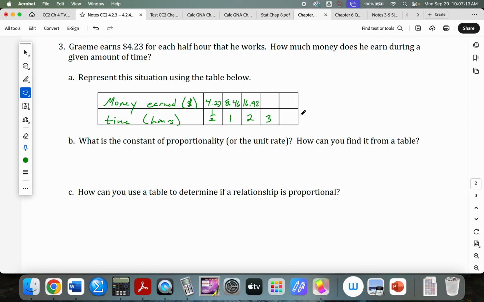If he was to work 3 hours, there's a couple of ways we could find that. What's one way we could find the 3 hours? Yes, Quentin? 16.92 plus 8.46. Yeah, we could just add the 1 and the 2. So that's 24, 25 something. $38. Yeah, I believe that's correct. Y'all double check my arithmetic.